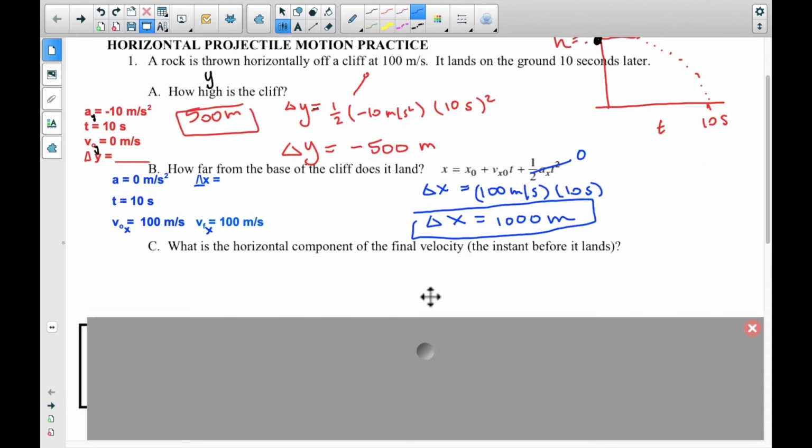What is the horizontal component of the final velocity the instant before it lands? Well, we just talked about that. I don't know if you realize it, we just talked about it. When it lands, it's going to have a vertical velocity to it, absolutely, and it will have a horizontal velocity to it. Its final velocity in the x direction is the same as the initial velocity. Unless something gets in its way, it is not going to change.